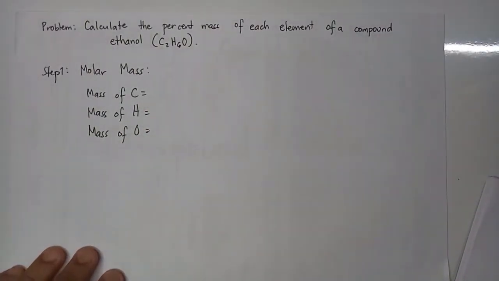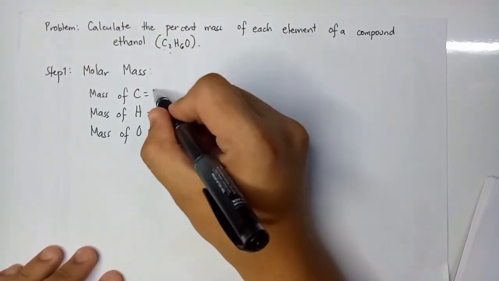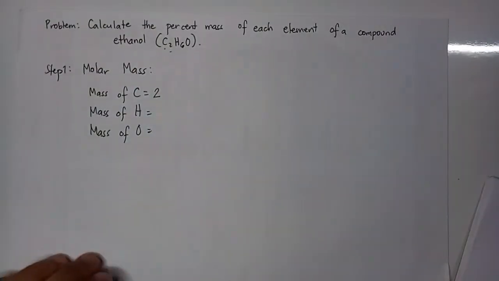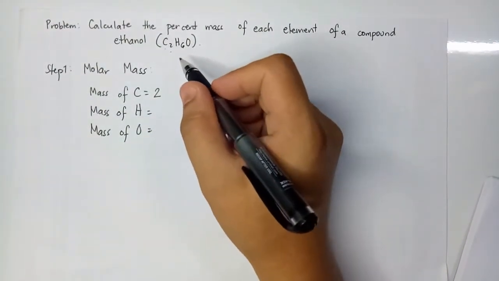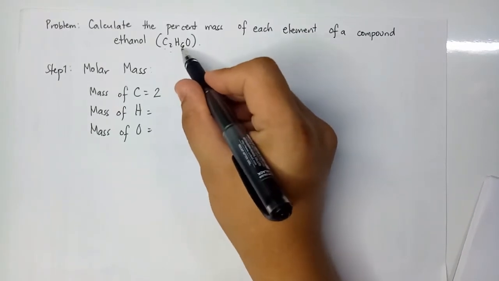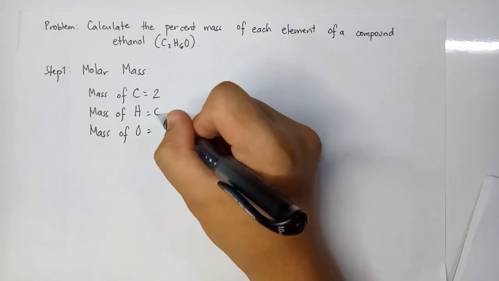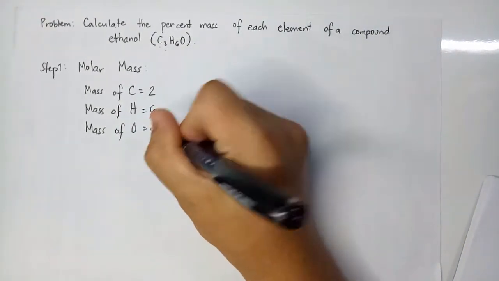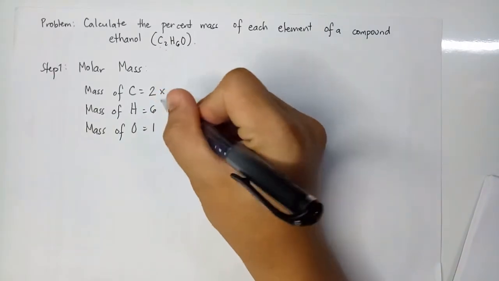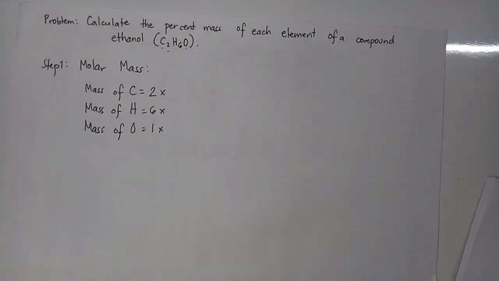As you can see, ilang atoms meron kay carbon? 2. Ilang atoms meron kay hydrogen? 6. Ilang atoms meron naman kay oxygen? 1. Alright? So imumultiply natin ito sa mass ng element. Paano natin makukuha ang mass ng element?